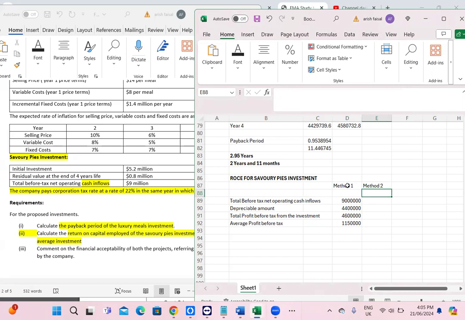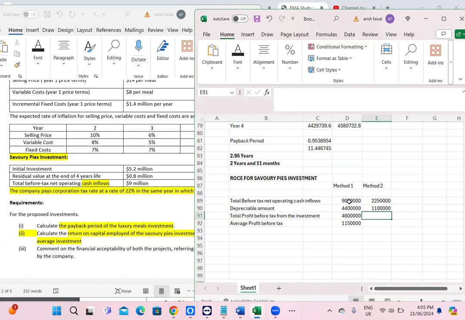So instead of taking the total, you can just simply divide that 9 million by 4 years. So per year, cash inflow on average is 2.25 million. And then you can also calculate the depreciation for 1 year. Okay, so for that you have to do 5.2 million minus 800,000, and then you can divide it by 4. So that's also one way.